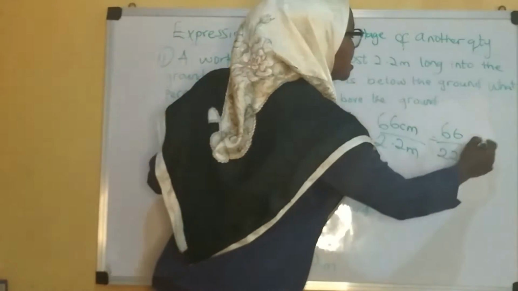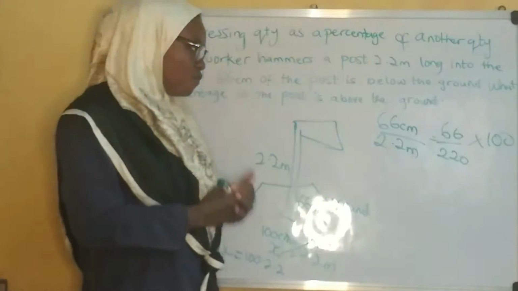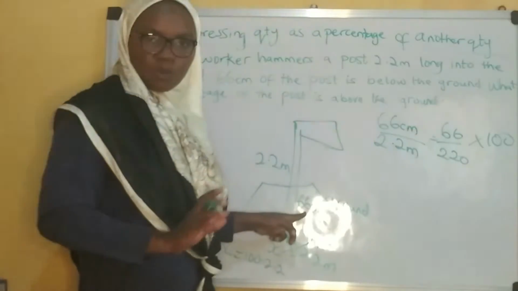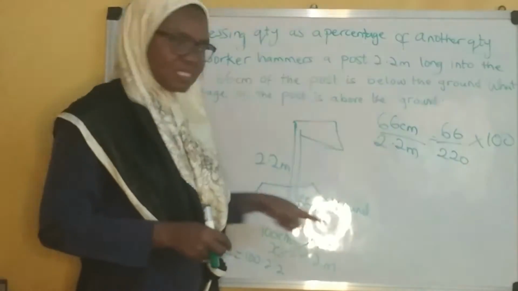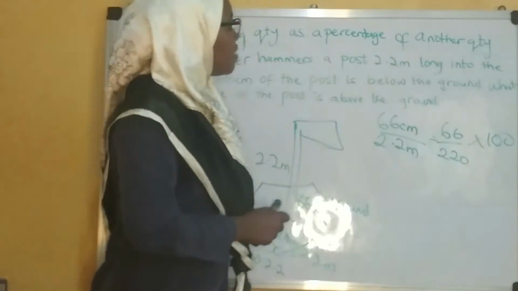That means I'm now going to bring this and multiply it by what? 100, because I want to see the percentage of what? Of this is the length that is below the ground, 66 centimeters, quite so right. But I want to look at the percentage equivalent of it. That's why I'm doing it this way. That's why I'm multiplying it by what? 100.